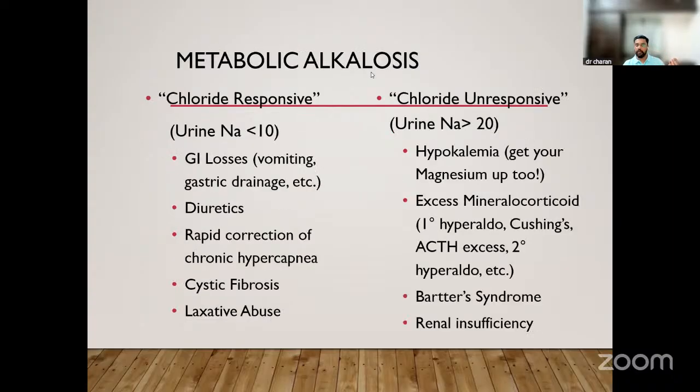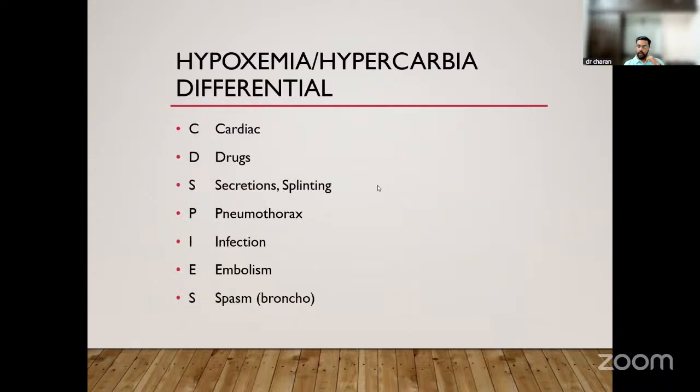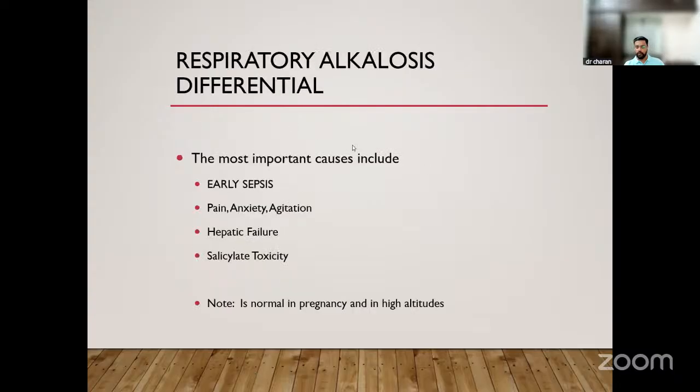If it is a metabolic alkalosis, again, there are 2 different types. You can start doing tests to diagnose these problems. If there is a hypoxia or hypercarbia, again see the A-a gradient and decide whether it is a ventilation or oxygenation problem. And there can be multiple reasons for the problems, and you diagnose them one by one.